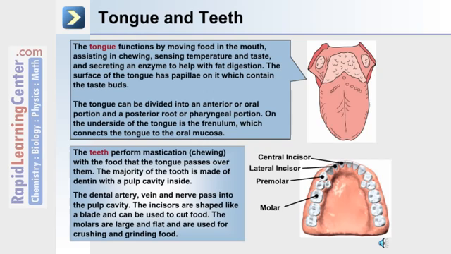The majority of a tooth is made of dentin with a pulp cavity inside. There is also a dental artery and vein and nerve which pass up through the pulp cavity. Now the functions of the different teeth. The incisors are shaped like a blade and can be used to cut food. The molars are large and flat, used for crushing and grinding food.